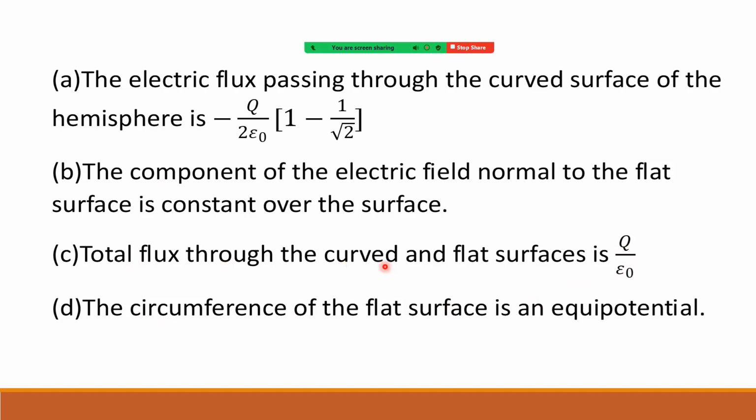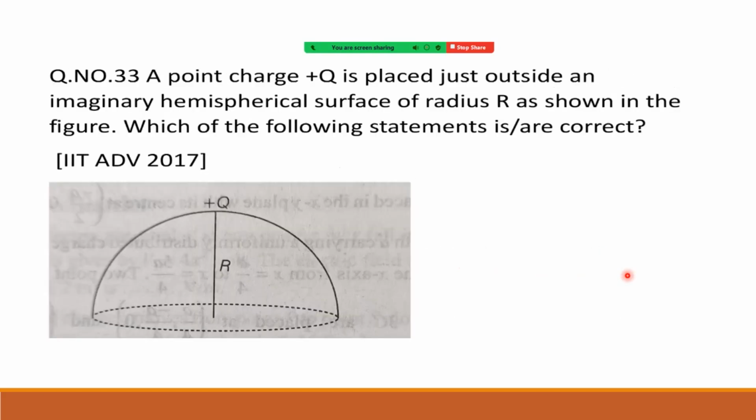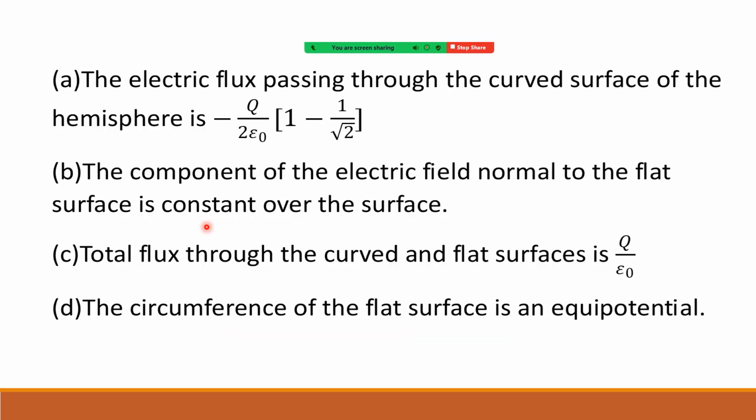Total flux through curved and flat surfaces is Q by epsilon naught. We know that because of outside charge, there is no net flux through a closed surface, right? This is now the outer charge, that means it will be zero. That means option C is not correct. This we can see directly, right?